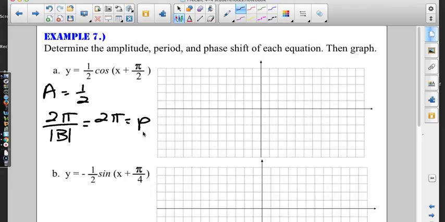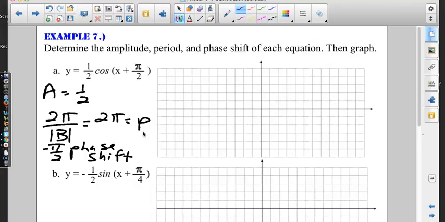And then we do have a phase shift with this one. And we notice that's attached with the x. And remember, x is always the opposite of what we see. So we look at that and we're thinking right, but it's not. It's the opposite. So that's going to be negative pi over 2, which is the phase shift. But we kind of think of that as here, we're going to move this to the left, pi over 2.